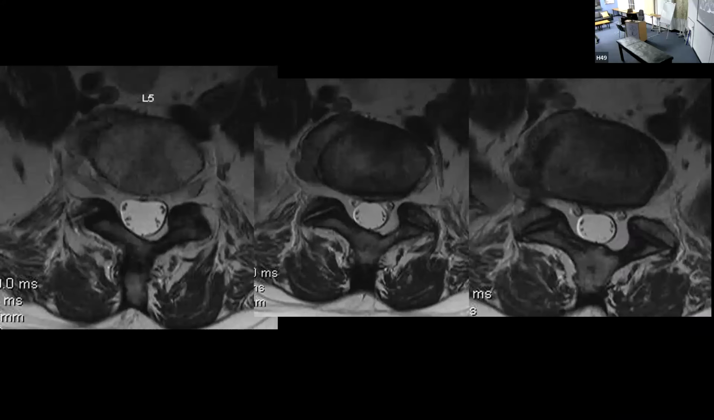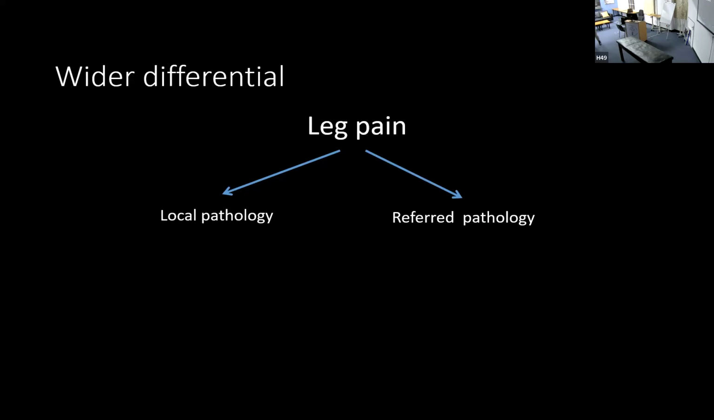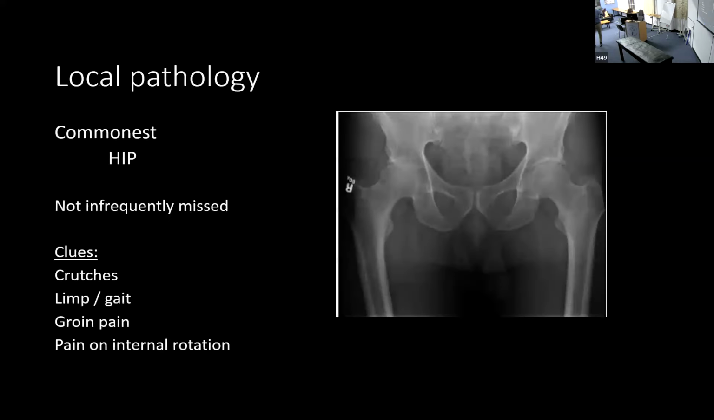The number of foraminal discs that are missed by radiologists. That's why you must look at your own scans, eh? So we know leg pain is either local pathology or referred pathology. Hip is the most common.